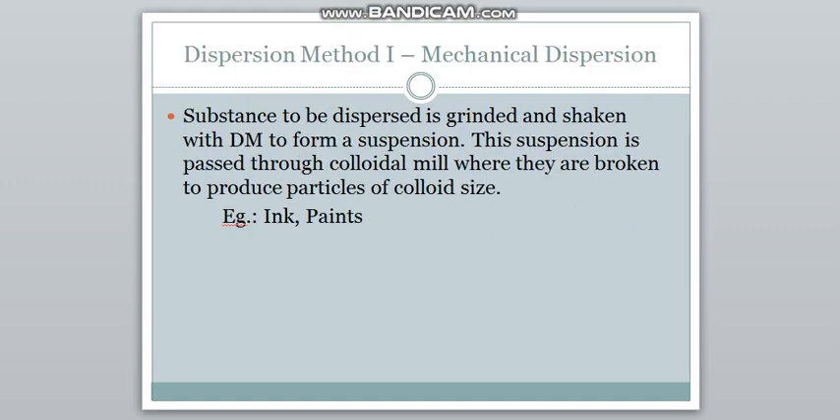So the first dispersion method, that is larger to smaller, is mechanical dispersion. So here the substance which has to be dispersed, we are grinding it and we are just shaking it with the dispersion medium, but it does not form a solution because it's not a lyophilic sol. So we are just taking that substance and forming a suspension, and that suspension is passed through a colloidal mill where they are broken down to produce particles of colloid size. Okay, so the examples are ink and paints.